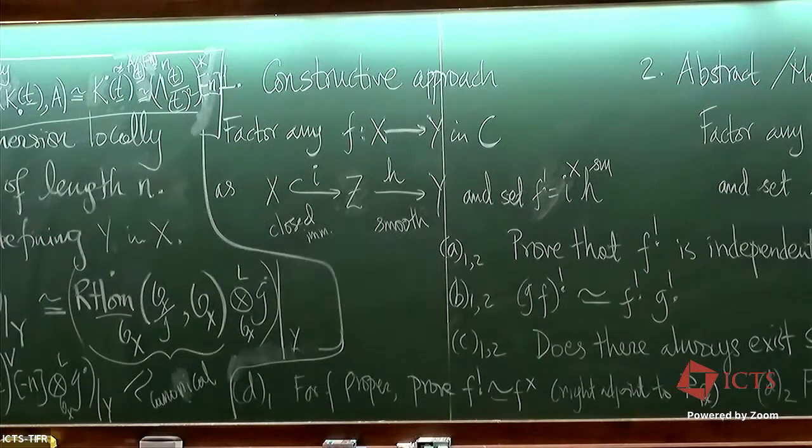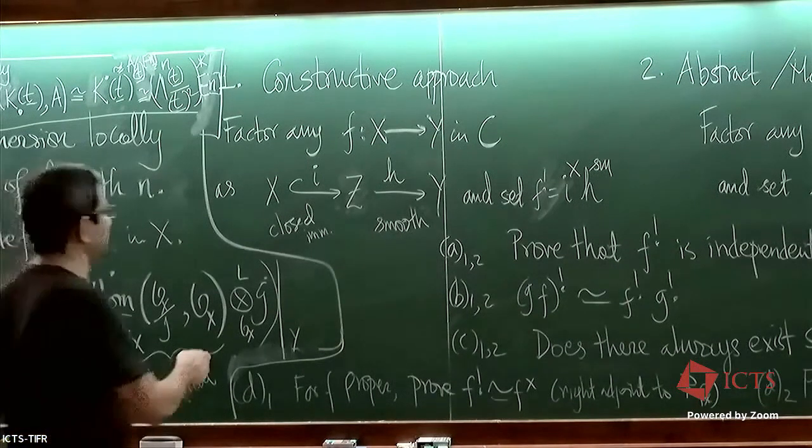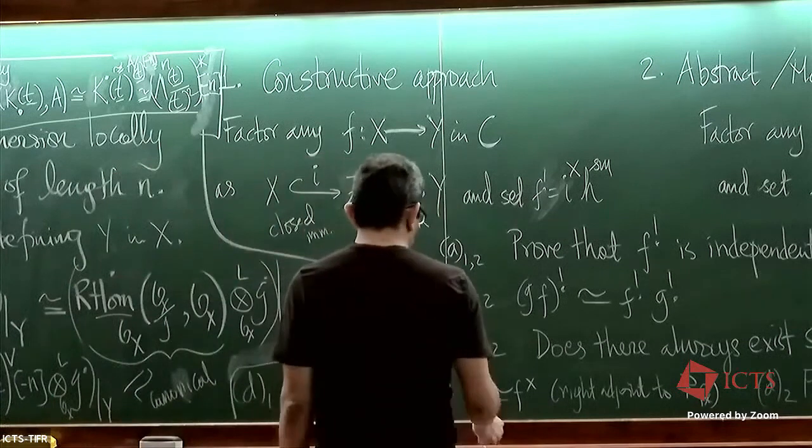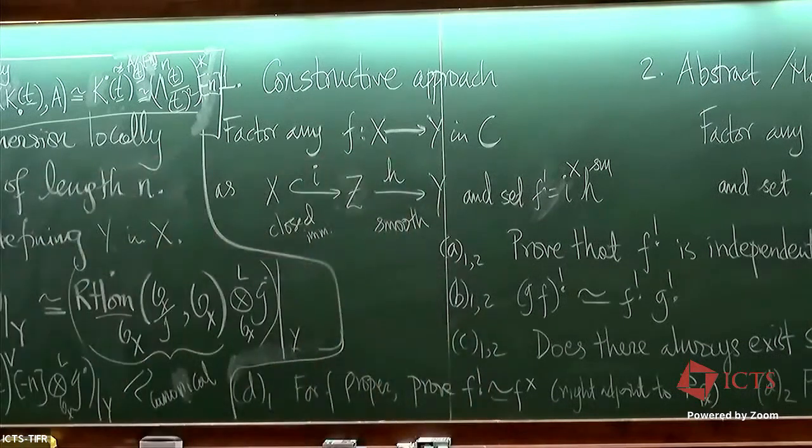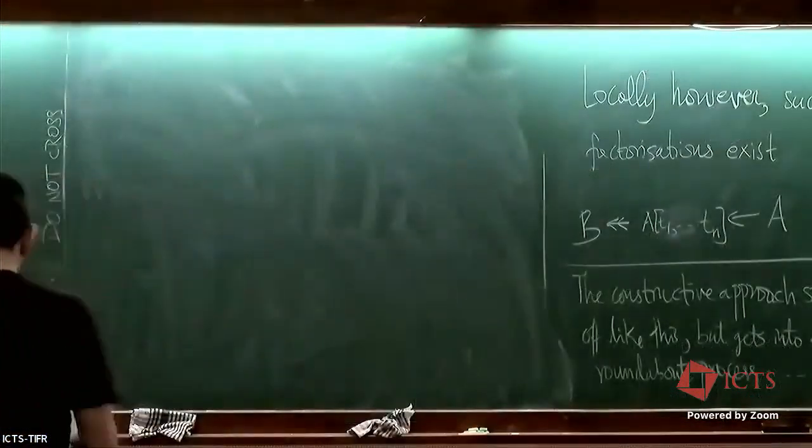So what we know is that we have local factorizations like this. So let's exploit that. Let's look at the class of maps for which you have such factorizations. Let's call them embeddable maps, or maybe we should just look at quasi-projective maps.